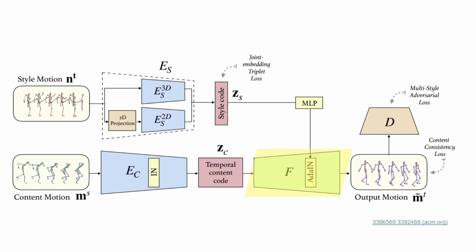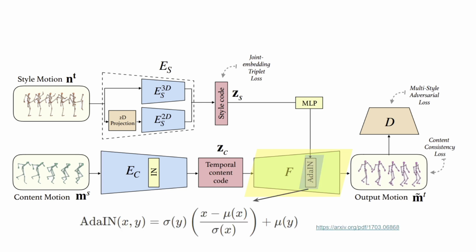These codes are sent to decoder F, which consists of adaptive instance normalization and convolutional layers. The content code is decoded into the output motion through temporal convolutional layers. The style code manipulates each channel of deep layers through the adaptive instance normalization layer, which performs an affine transformation that is temporally invariant to modify mean and variance. This again works like the gram matrix mentioned before.